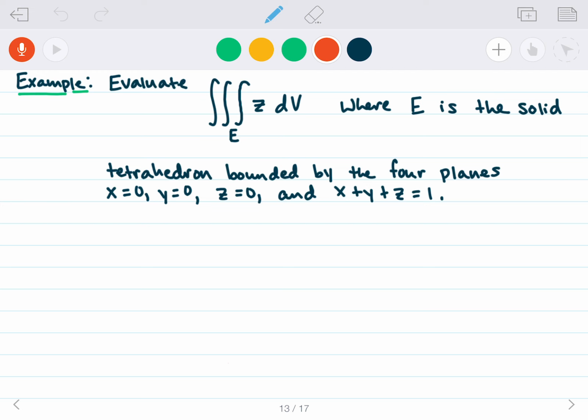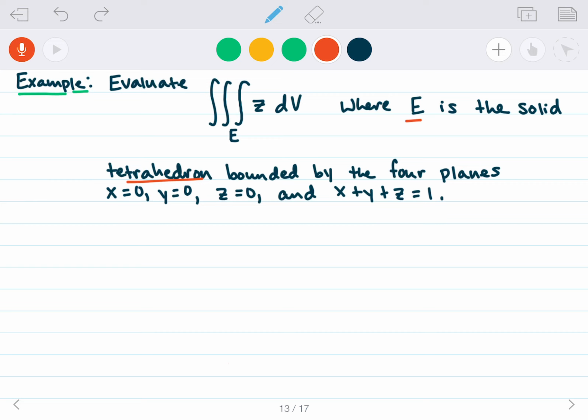Okay, let's try this one. So we want to evaluate this triple integral. Now we have a function z. Okay, it's not 1. Where E is the solid tetrahedron bounded by the 4 planes and x plus y plus z equals 1. So this surface and these 3 planes as well.